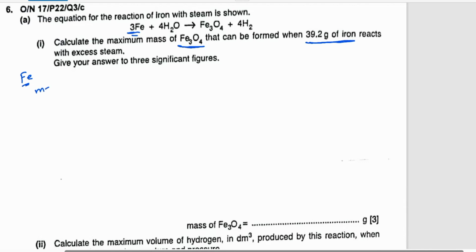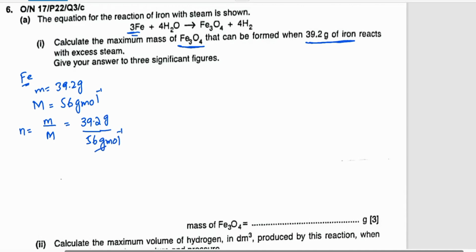Its given mass is equal to 39.2 gram. What's the molar mass? You can find out that it is 56 gram per mole. And what is the number of moles? You can take it from the periodic table. Number of moles is given mass over molar mass. So it becomes 39.2 divided by 56. This is in gram and this is in gram per mole. Gram will be cancelled with the gram.